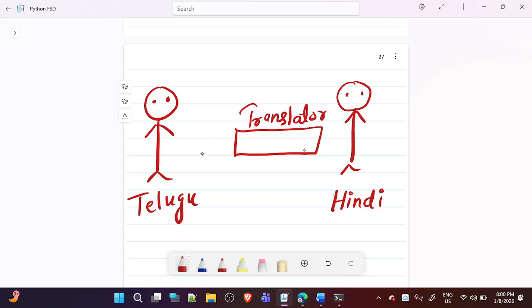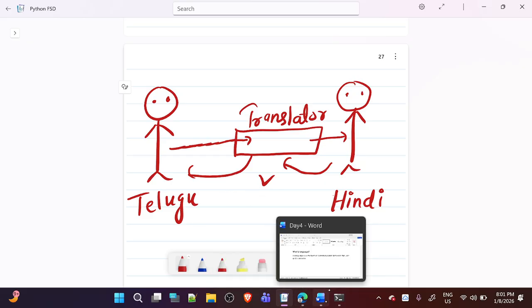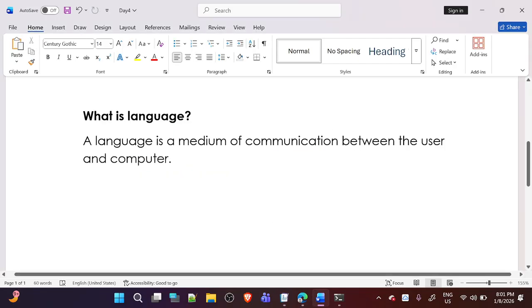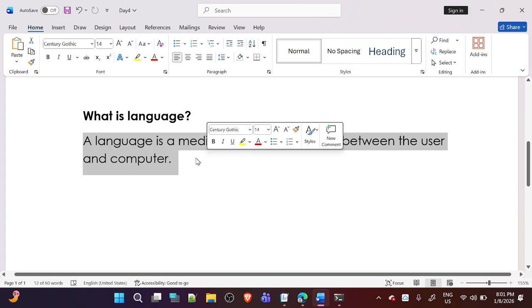So what will the translator do? The translator will take the instruction from the Telugu person and convert it into the Hindi language. And it will take Hindi language instructions and convert them into Telugu language. This is how communication is established between two different people. So let's come back to our discussion. A language is a medium of communication between the user and the computer.